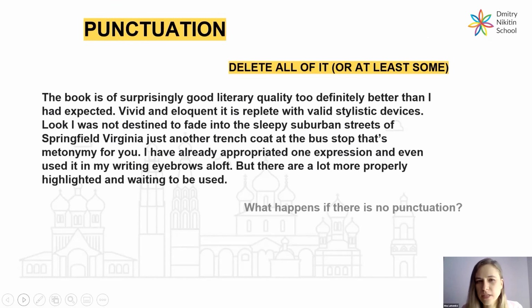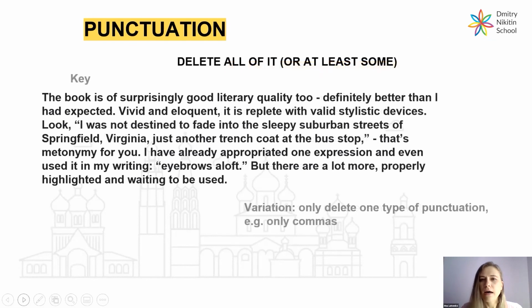Students will tell you inevitably, immediately, it's very difficult to read without punctuation. Because again, punctuation is the Cinderella of the writing classroom. People don't pay attention. Who cares if there is a comma? But it's hard to read without punctuation. So you delete all punctuation and they need to put it back in. This is my key and you can scrutinize it. But if you want to make it less challenging for your students, only delete one type of punctuation. For example, only delete commas. And this will be easier.